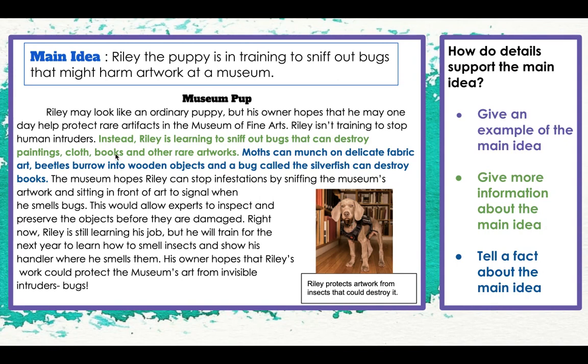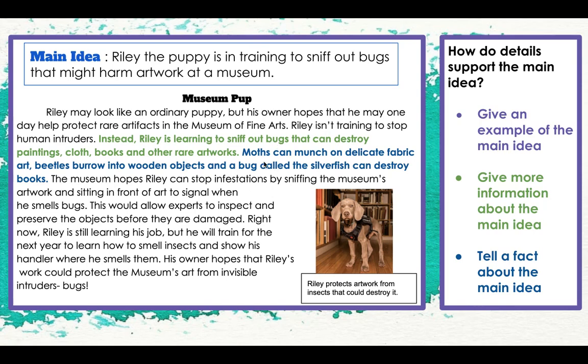Look at here how the author tells us more. So instead of just saying sniff out bugs, he says he's learning to sniff bugs that can destroy paintings, cloth, books, and other rare artworks. So it helps us understand all the different types of things that might get bug infestations. They're giving more information and elaborating.